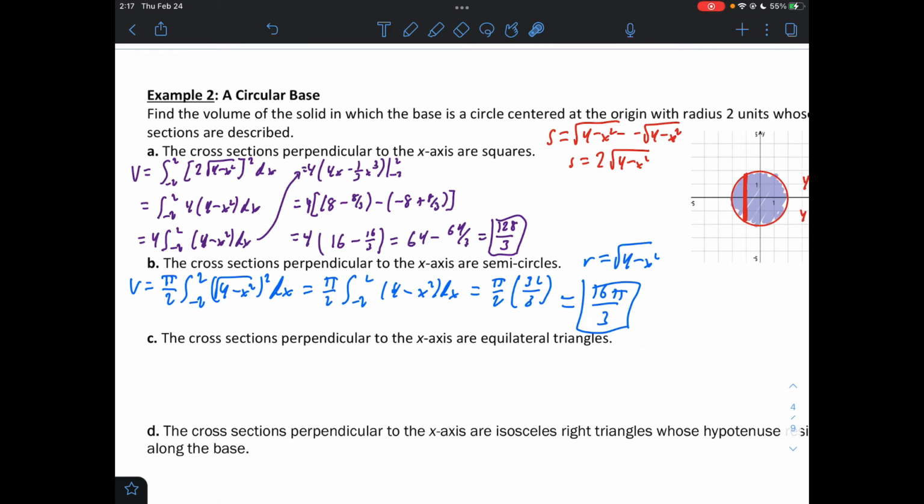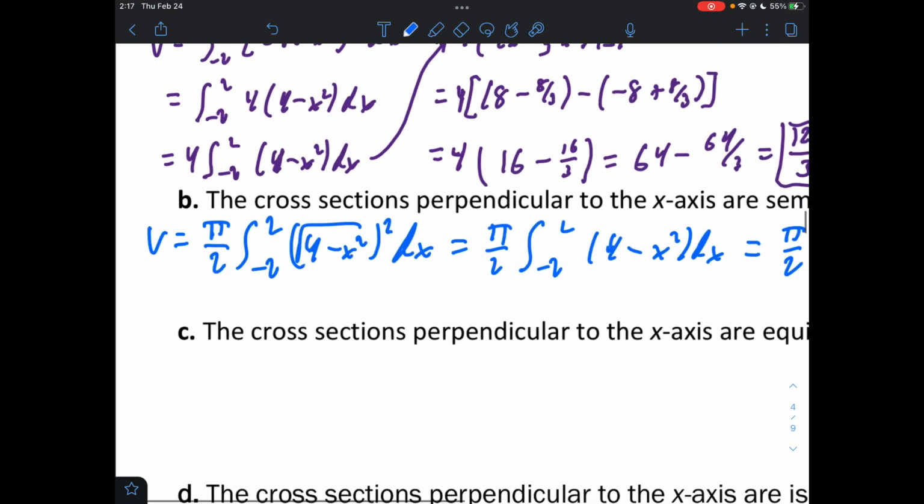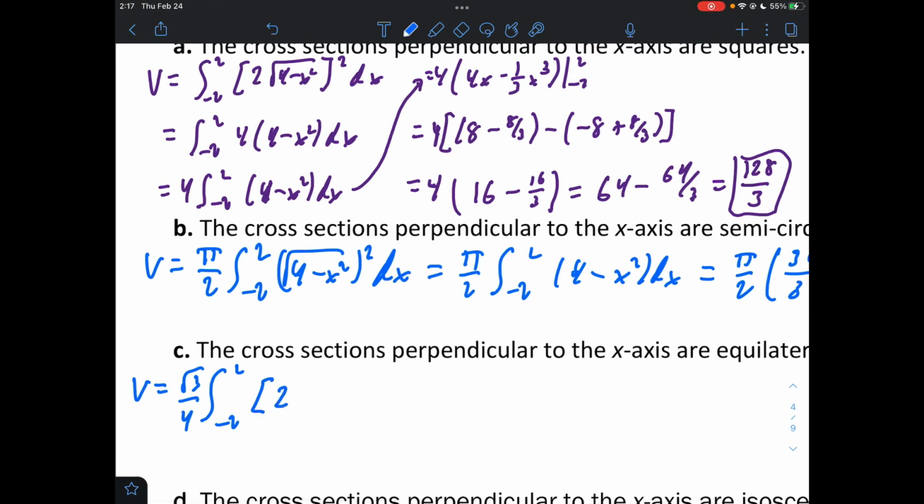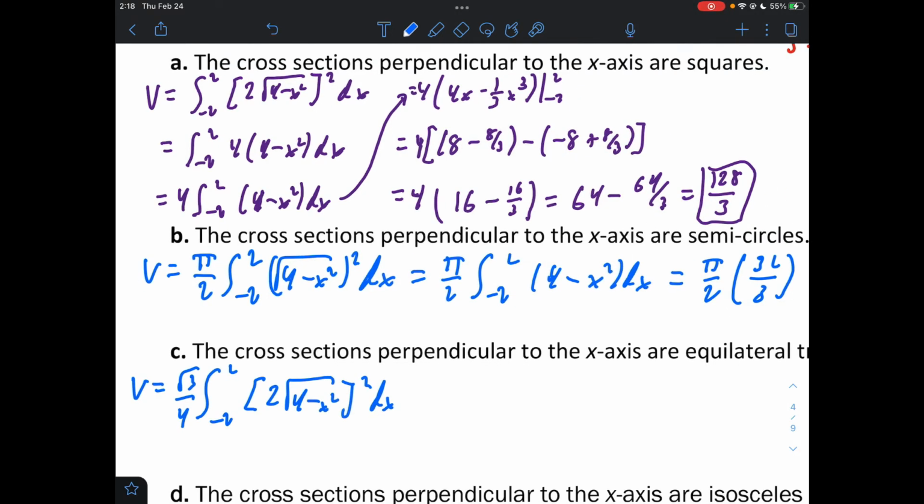Part C, cross sections perpendicular to the x-axis are equilateral triangles. So this is one side, right? So it's going to be root 3 over 4 side squared. So the integral of (2 root 4 minus x squared) squared dx. And we already did this integral. This integral was all of a right there.